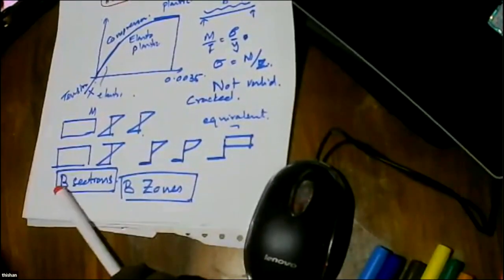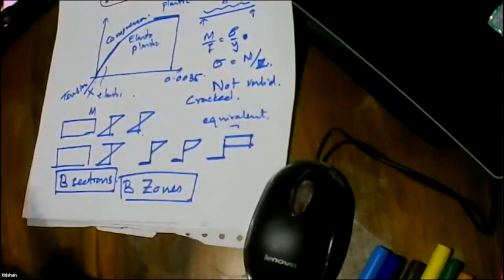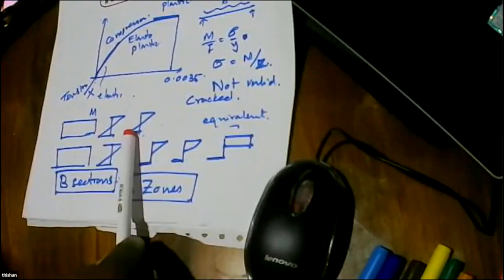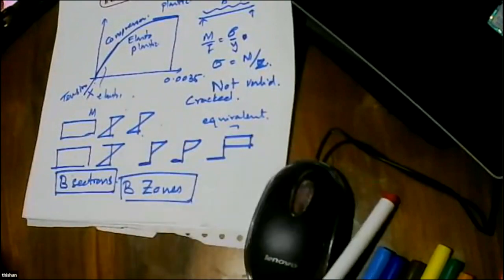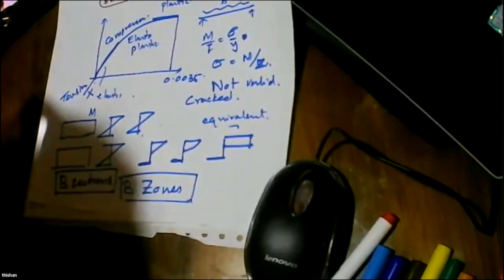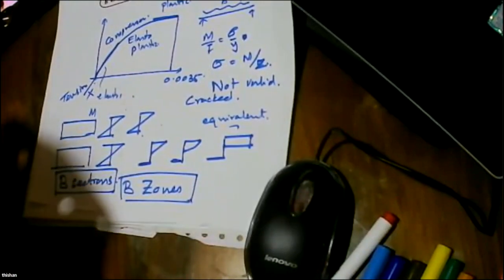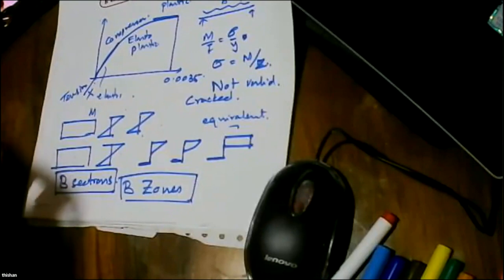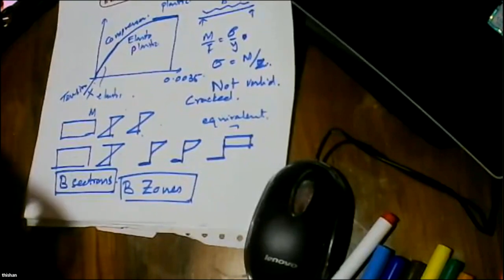So just keep in mind, if the plane sections remain plane, it's a B section or B zone. And if the plane sections do not remain plane, those will need the strut and tie method. And here, in steel, this is what happens. In concrete, this is what happens. So if you look at what we teach in universities, we teach reinforced concrete design and steel design. Generally we start with steel design. Why? Because the bending formula is valid, M/I = σ/y is valid.